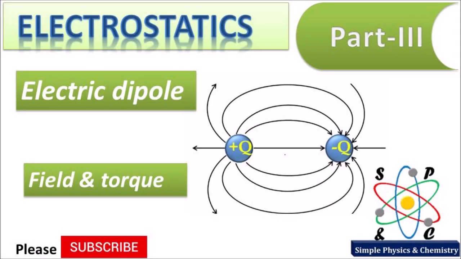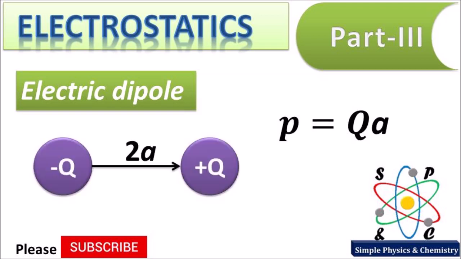So hello everyone. Today we will discuss the electric dipole. Let us consider two opposite charges, one is plus q and one is minus q, but the magnitudes are the same, that is q. They are separated by a very small distance 2a.